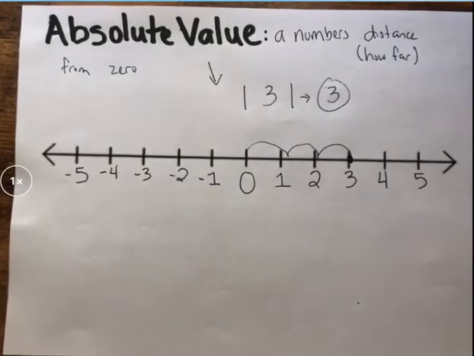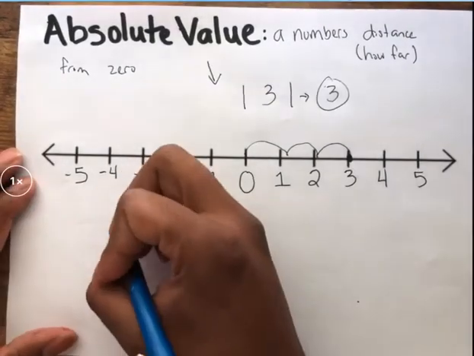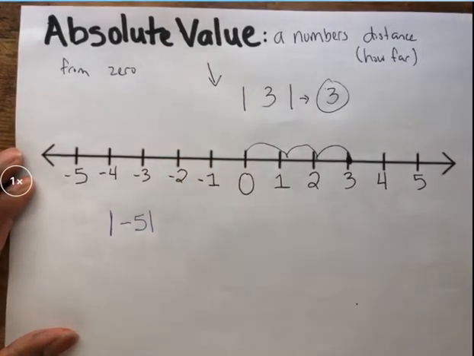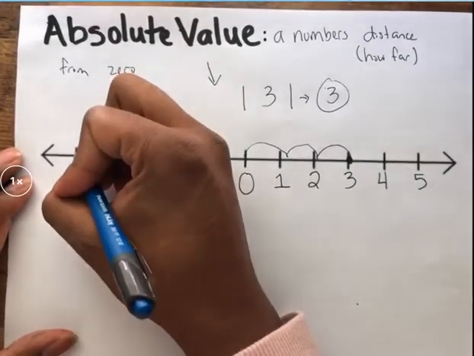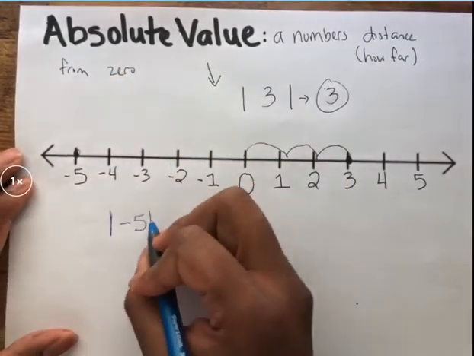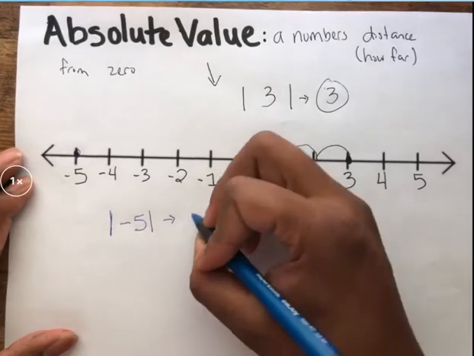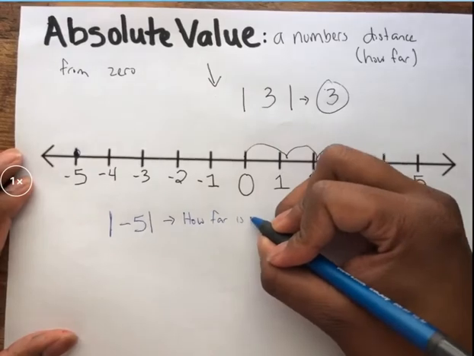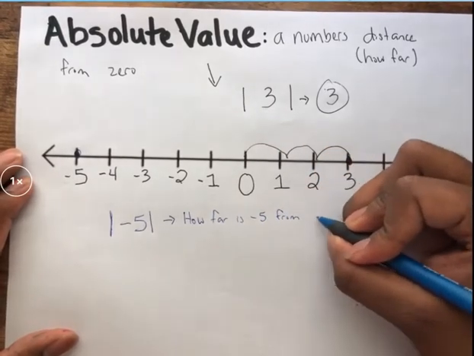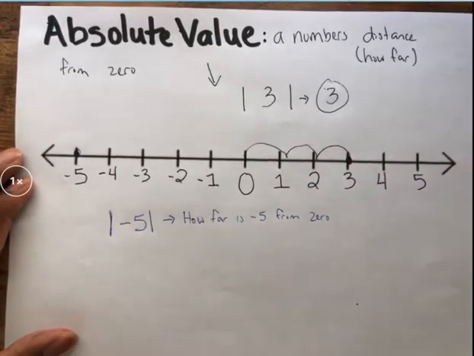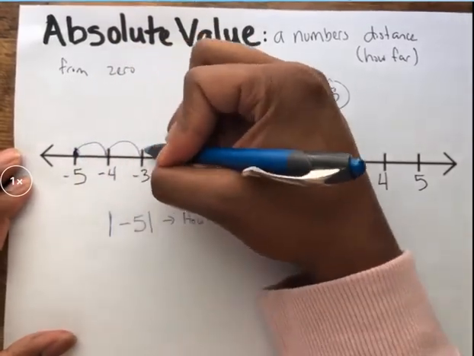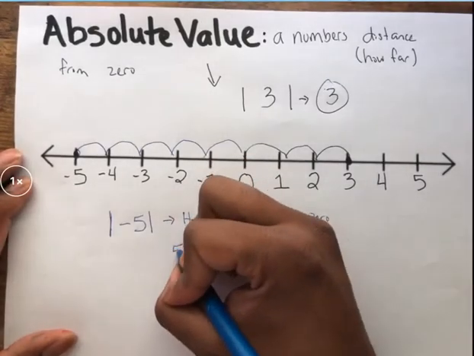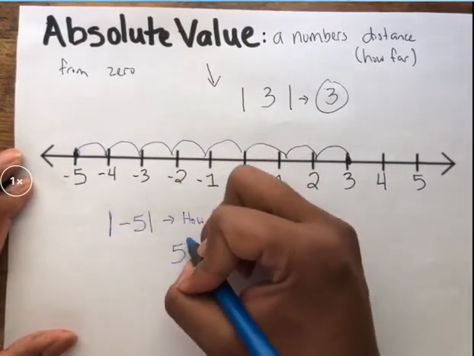This works the same way when it comes to negative numbers. Let's say I'm looking for the absolute value of negative 5. Well, I know negative 5 is here, and I want to rewrite this absolute value problem as really what it's asking me: how far is negative 5 from 0? Well, let's count it out. 1, 2, 3, 4, 5. Negative 5 is 5 spaces from 0, or the absolute value is just 5.